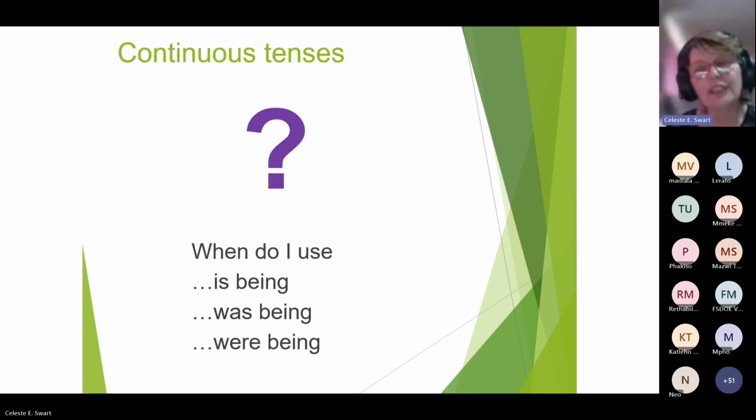But now what happens when we get to something like a continuous tense? When do I use is being? Remember the ing? That one we often find that you want to use it. You really like using it. But when is it the correct time to use it? Is being, was being, or were being?